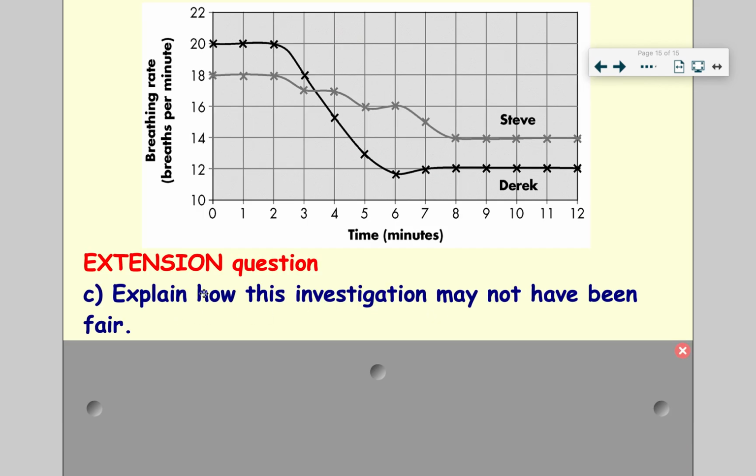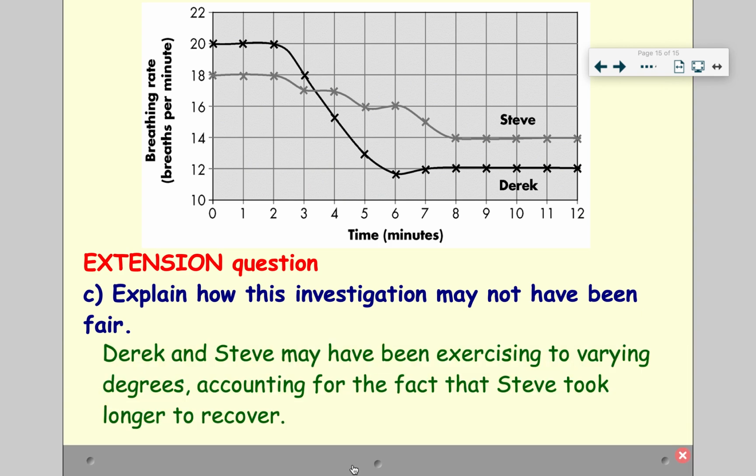And then last question, explain how this investigation may not have been fair. So what could they have done wrong to make this investigation not fair? So have a think about it, pause it if you need some more time, and I'll go through the answer. So, answer then. Derek and Steve may have been exercising to varying degrees. So, for example, Derek could have been doing more exercise than Steve, or Steve could have been doing more exercise than Derek, which is probably more likely because it took Steve longer to recover.